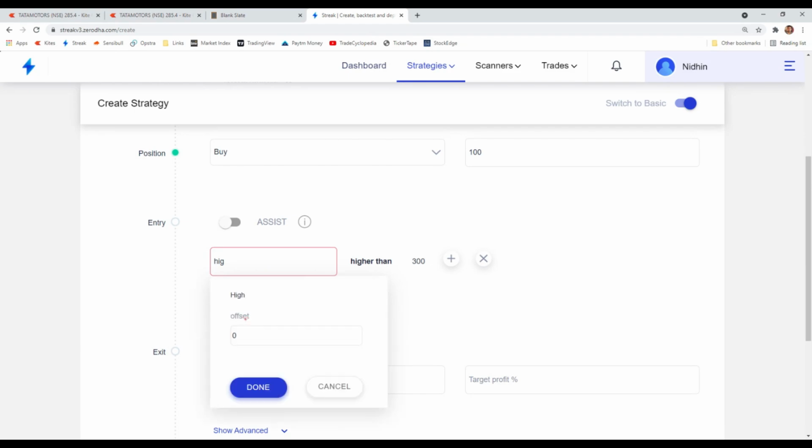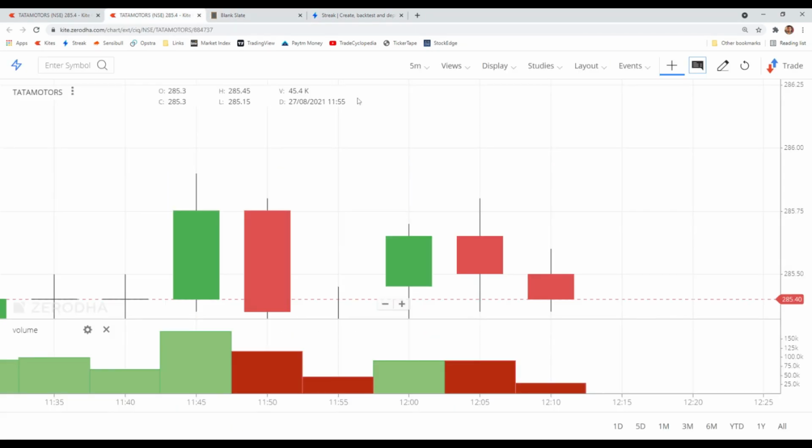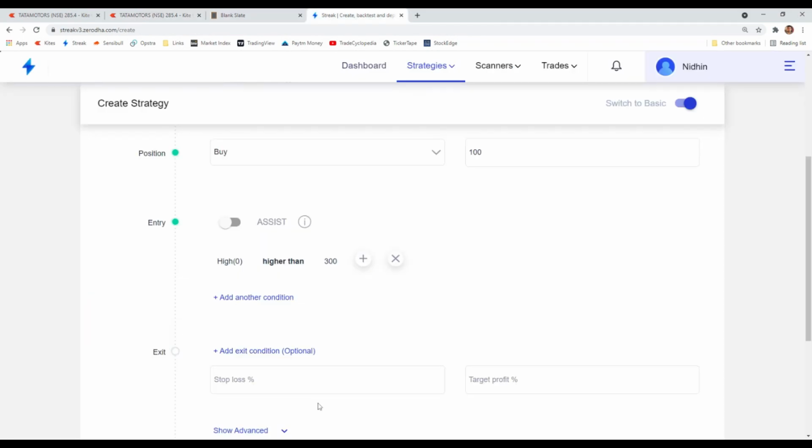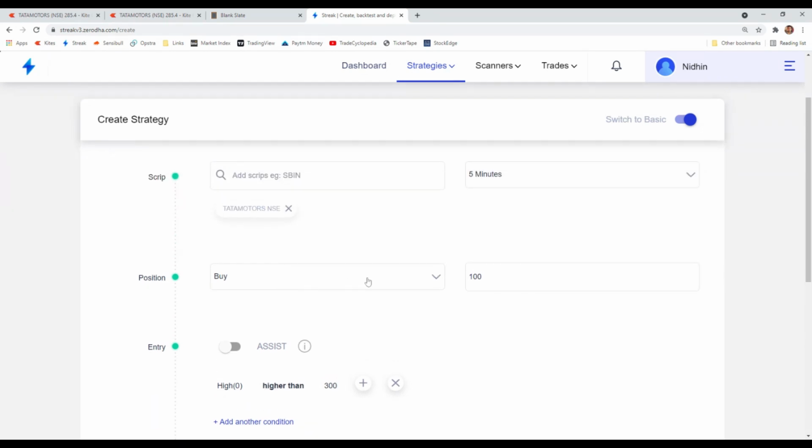So that means it doesn't matter if the candle closes above that specific level. If any high, this tail, this wick touches above that level, then it will take an entry. So this is just a basic condition. In a normal trading plan we always select that close condition itself, so that is the default one. You can select close and it will take a buy entry.